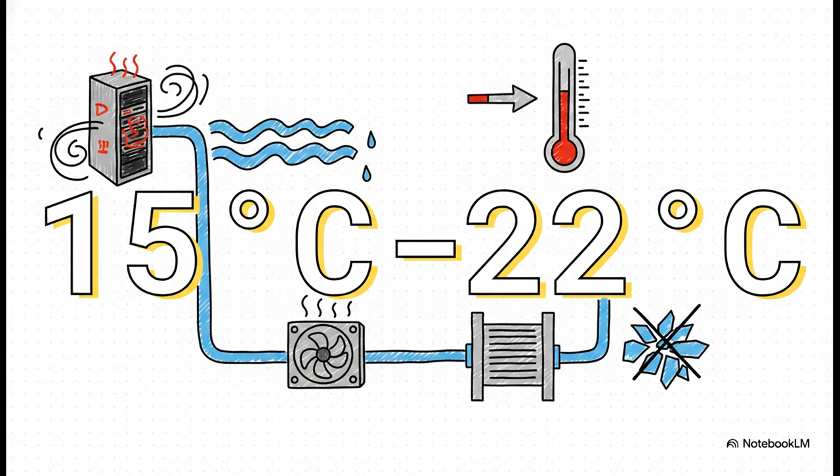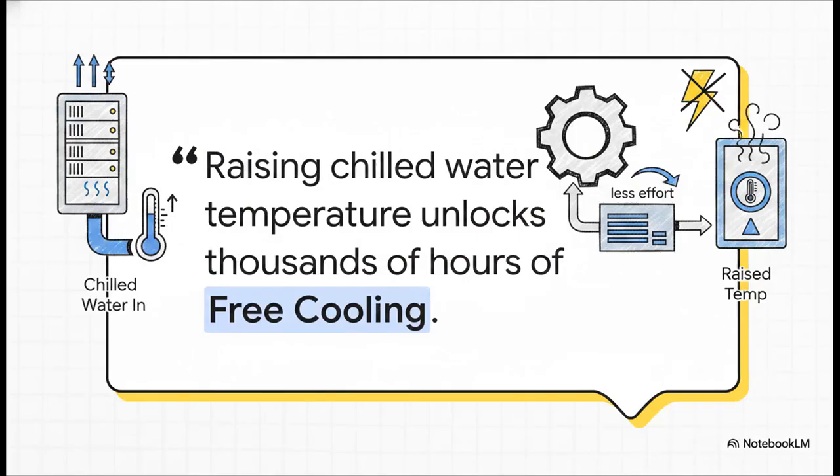But today's ultra-dense AI servers, paired with new liquid cooling tech, they don't actually need ice-cold water anymore. They run so incredibly hot that supplying them with cool water at 15 to 22 degrees Celsius, which, let's be real, is essentially room temperature, is more than enough to absorb their heat. And this seemingly simple change, it's an absolute game changer for thermodynamics.